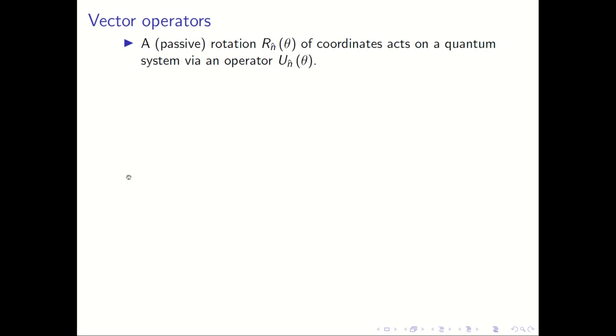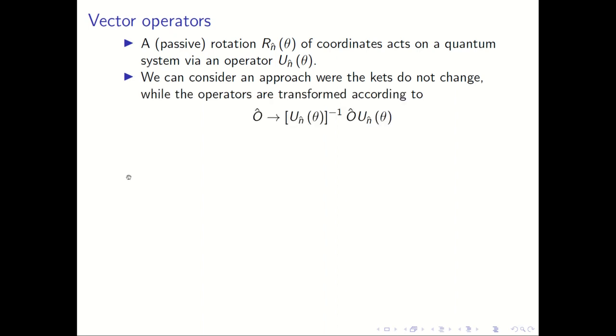As we have discussed before, this change could be described either by U_n(θ) acting directly on the kets and changing them, leaving the operators intact, or we can also consider an approach in which the kets do not change, and the operators are transformed according to U_n(θ) inverse, operator, U_n(θ). You must realize that both of these approaches lead to exactly the same results as far as physically observable quantities are concerned.